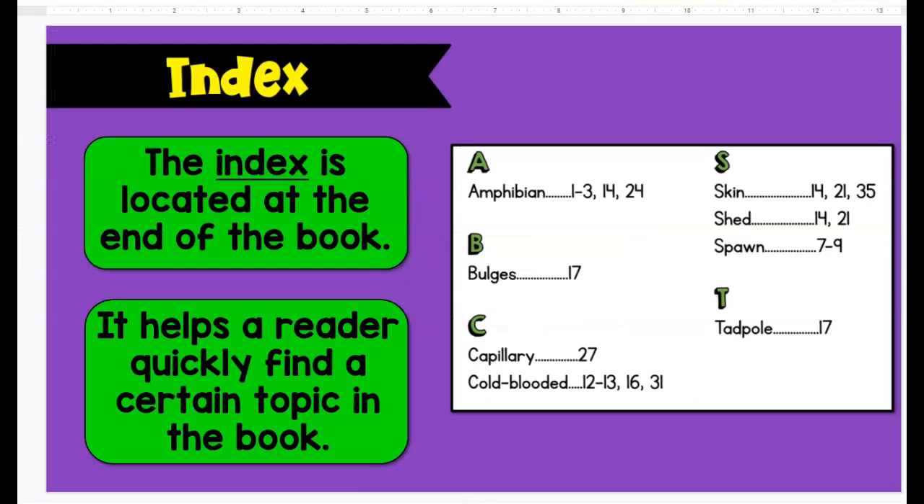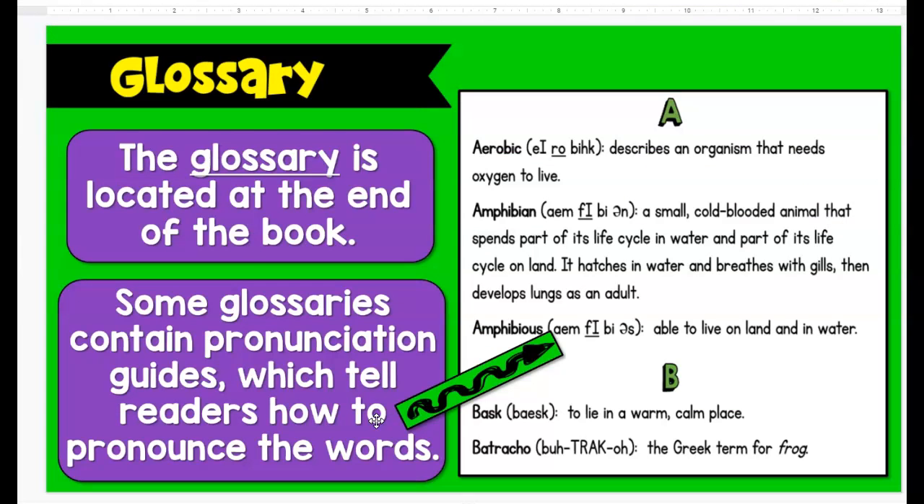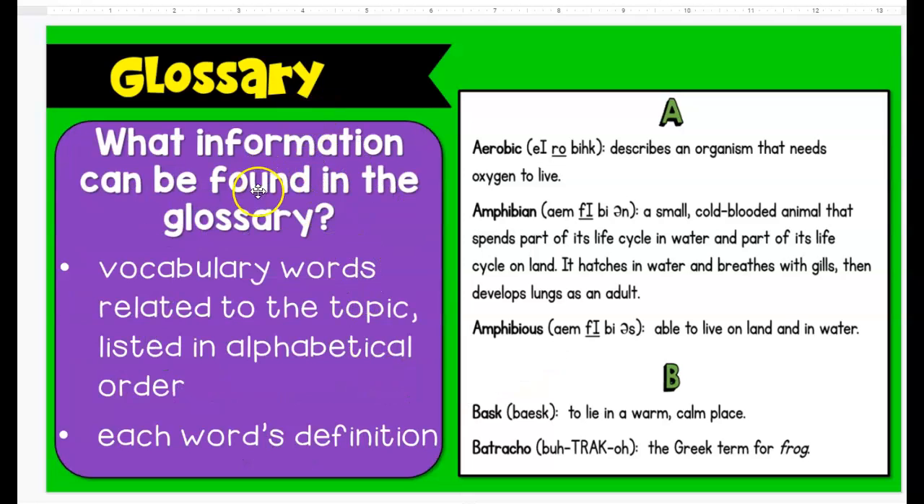So let's open up our slideshow again. So now we're done with index and we're at a glossary. A glossary is located at the end of the book. Some glossaries contain pronunciation guides, which tell readers how to pronounce the word. What information can you find in a glossary? Well, you can find vocabulary words. They're going to be in alphabetical order and it's going to have the definition.